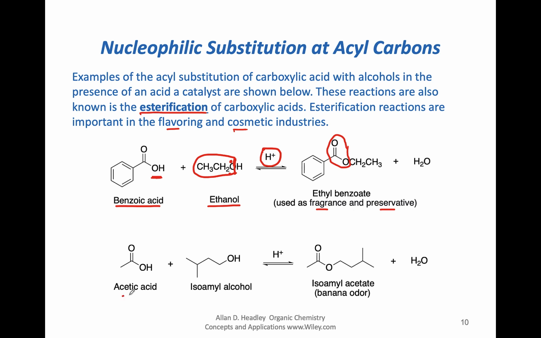Here's another one, acetic acid and isoamyl alcohol. So here's the alcohol. Here is the acid. Here's the potential leaving group. Here is the catalyst. And the reaction will go to give isoamyl acetate. And of course, this is the odor of banana. I think you'll make this in the lab. And whenever you guys make it in the lab, the entire floor has the fragrance of bananas.